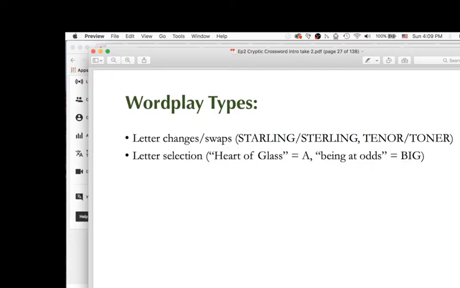Letter selection. There are many phrases that will let you take a letter from a larger word. If you say heart of glass, you might be referring to the Blondie song, or you might be referring to the letter A, which is the center of the word glass. Or being at odds could mean B-I-G, the odd letters in being.